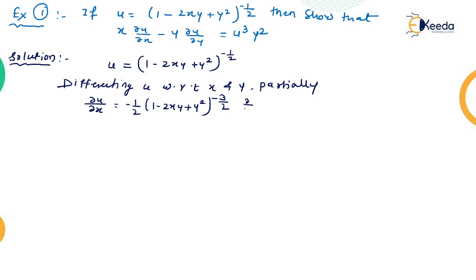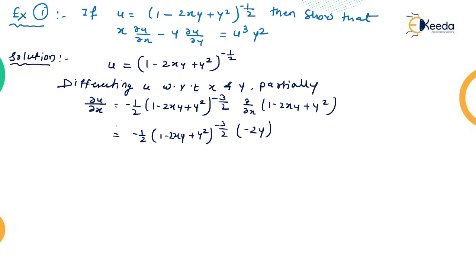The remaining part is the derivative of the bracket (1 − 2xy + y²); only this bracket you have to differentiate. So clearly it will be minus 1 by 2 into the bracket (1 − 2xy + y²) to the power minus 3 by 2, and the derivative of this bracket with respect to x, keeping the other variable as constant. The derivative of 1 is 0, the derivative of minus 2xy with respect to x is minus 2y, and the derivative of y² is 0.